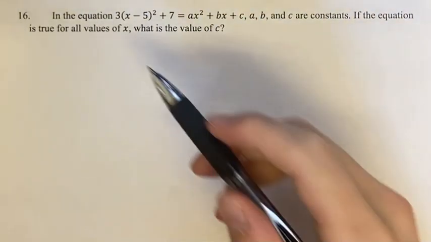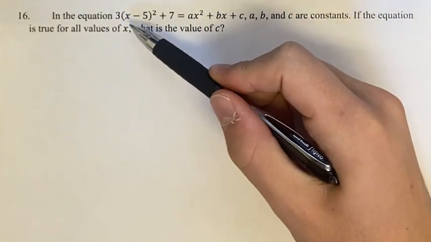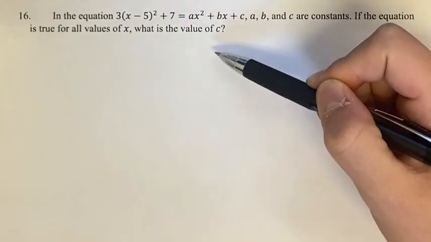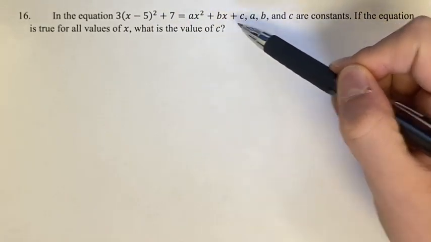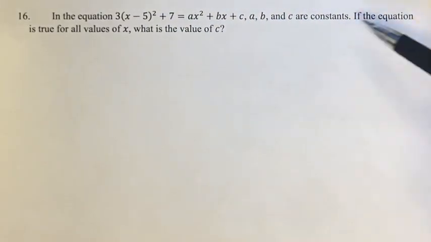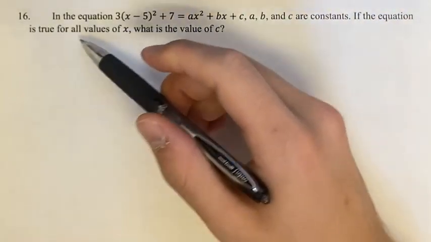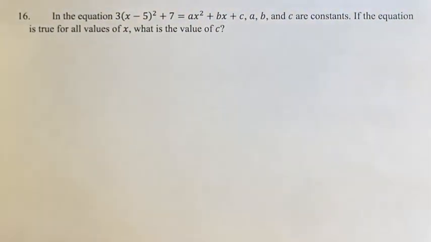In this equation, 3 times (x minus 5) squared plus 7 is equal to ax squared plus bx plus c. A, b, and c are constants. If the equation is true for all values of x, what is the value of c?